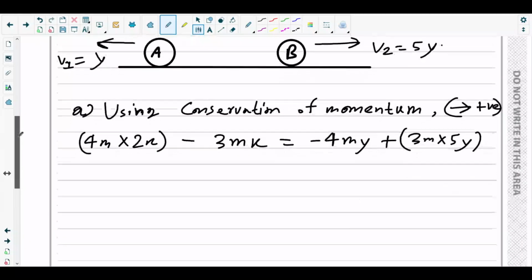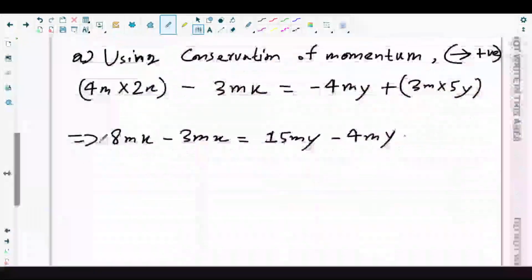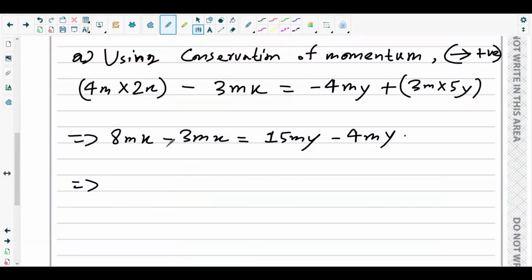Okay, now we need the value for y. So this equals 3 times 5, which is 15my, minus 4my. Okay, so simplify the equation. We need to make y the subject because they asked to show that y, isn't it? So 15my minus 4my is 11my.